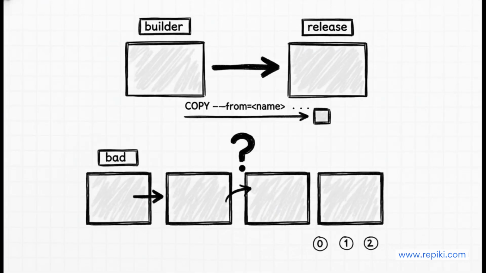So, there are two crucial bits of syntax here. You use FROM to start a stage, and you name it with AS. Then, COPY --from is how you grab files from a previous stage. Now here is a pro tip, and please listen to this one. Always name your stages with AS, like builder or release. Referencing them by number is a recipe for disaster. The second you add a new stage, your whole build breaks. Naming them makes your Dockerfile readable and so much more robust.